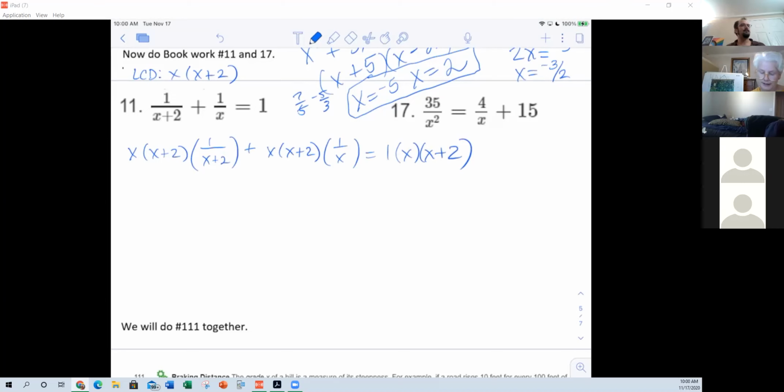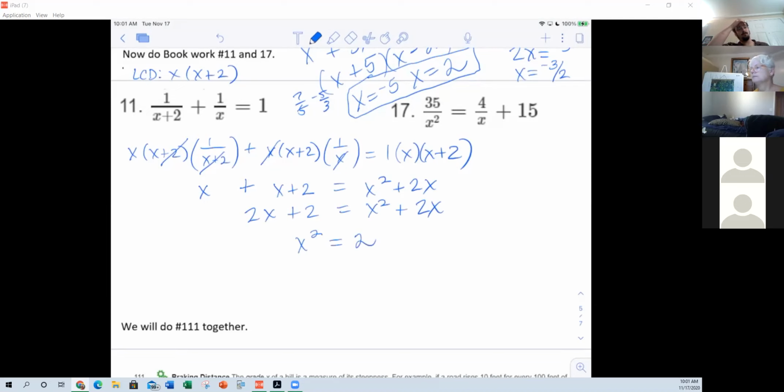So here, if I multiply these out, the x plus 2s are going to cancel, right? And I'm just going to be left with an x. If you're doing it right, the denominator should totally go away. Plus, here the x's will cancel, and I'm left with x plus 2. And here I'm left with x squared plus 2x. So this is 2x plus 2 equals x squared plus 2x. And if I subtract 2x from both sides, I wind up with x squared equals 2.